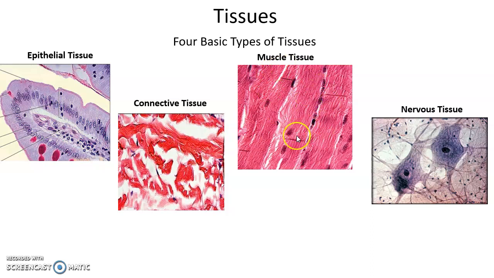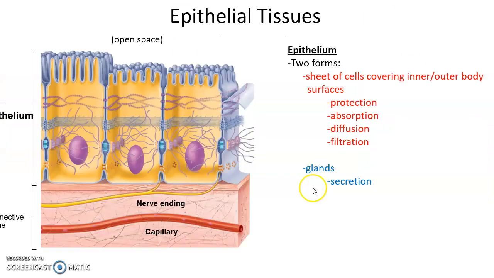We have the muscle tissues. Muscle tissues involved in generating force, allowing for movement in some way or another. And then finally, the nervous tissue making up the brain and spinal cord and carrying electrical signals throughout the body. So we'll start with the epithelium.